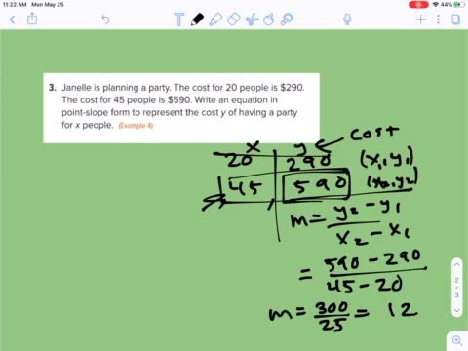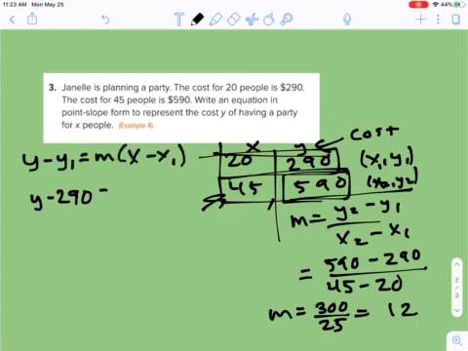Then we're going to take one of these sets of points, and I'm going to grab this first one because it's smaller. I'm going to go y minus my other coordinate, 290, because we're using y minus y1 equals m times x minus x1. My m is 12. My x1 is 20, so it's x minus 20. And this is my equation in point slope form. That's simply all there is to it.